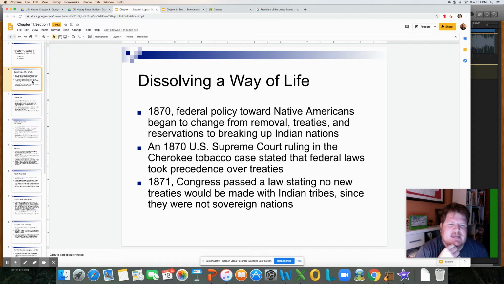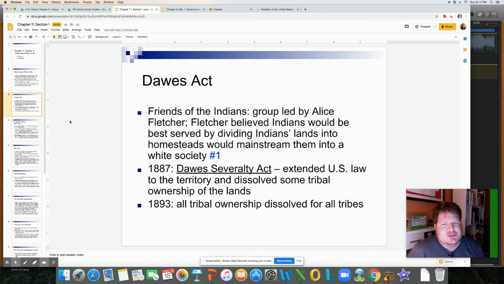And so we see in 1870, the U.S. Supreme Court ruling in the Cherokee Tobacco case stated that federal laws took precedent over their treaties. And we see by 1871, Congress would then pass a law stating no new treaties would be made with the native tribes since they were not considered sovereign nations. So this opened up the door for the Dawes Act.